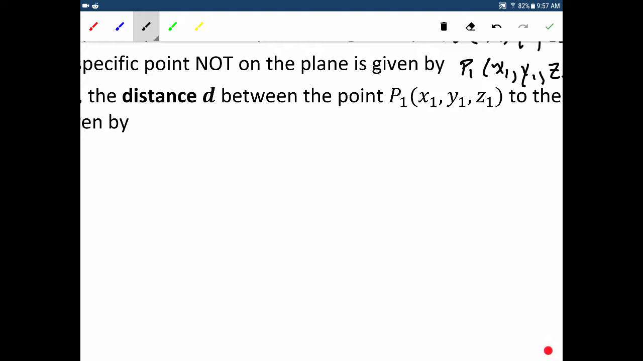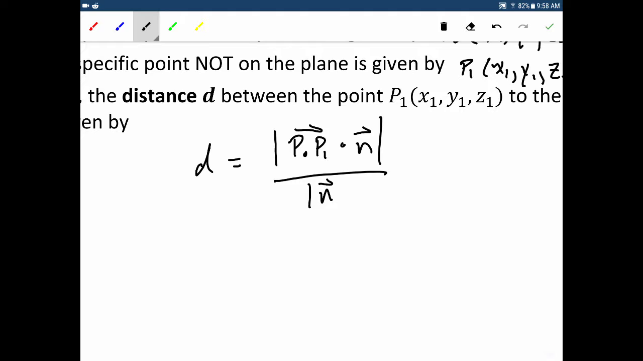And I'm going to give you two different versions here, just like I did before. I'm going to give you d equals the magnitude of the vector from point P0 to point P1, we take the dot product with the normal, and then we divide by the magnitude of the normal.